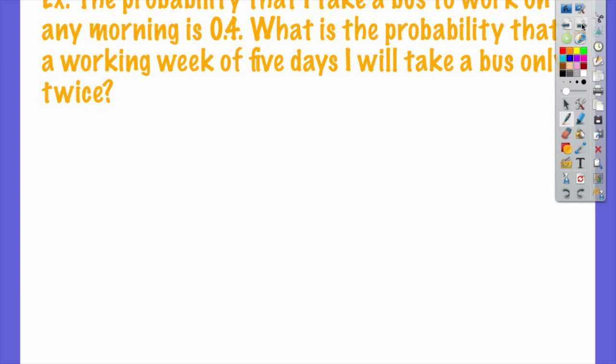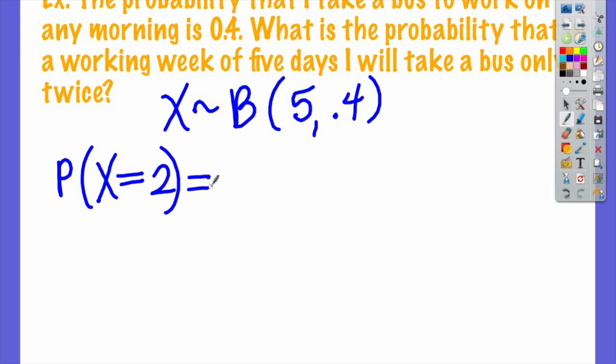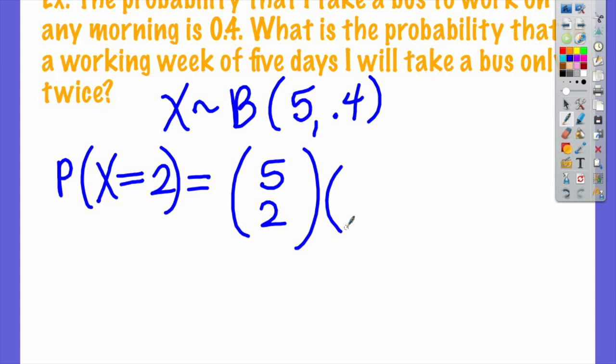But we can definitely use the binomial distribution here, can't we? What's n? 5. N is 5 because I have a 5-day work week. What's my probability? 0.4. And we're looking specifically for the probability that I take the bus only twice. So that's exactly 2. So when we set this up algebraically, this is what it would be, right? What's the combination? 5 choose 2. And then? 0.4 to the second, and then 0.6 to the third. And then?